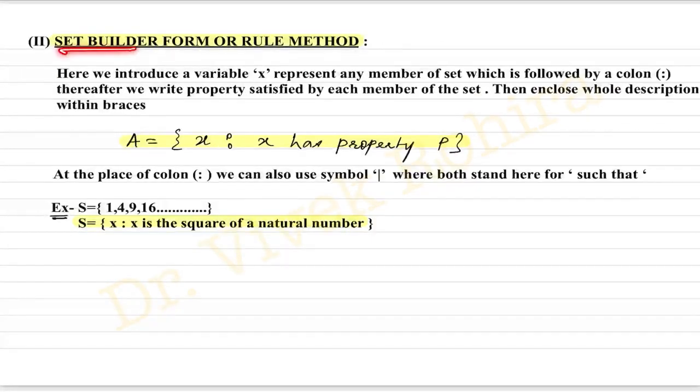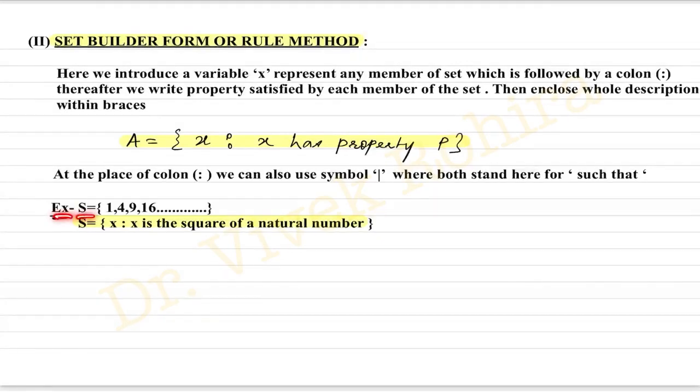The next one is set builder form or rule method. Here we introduce a variable x representing any member of the set, which is followed by a colon. Thereafter we write the property satisfied by each member of the set, then enclose the whole description within braces. Let set capital A be equal to {x : x has property P}. In place of the colon, we also use the symbol |, where both stand for such that.